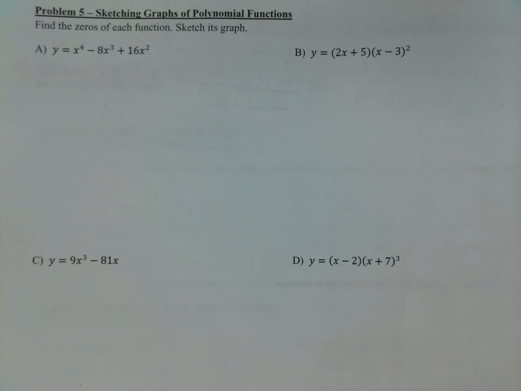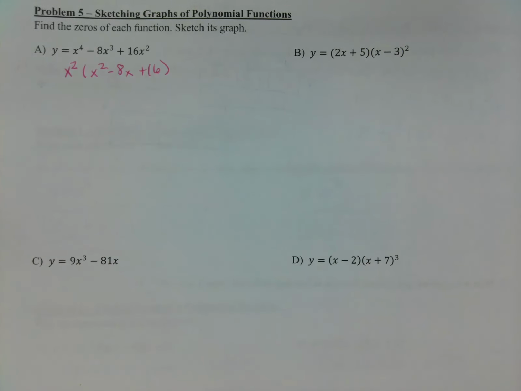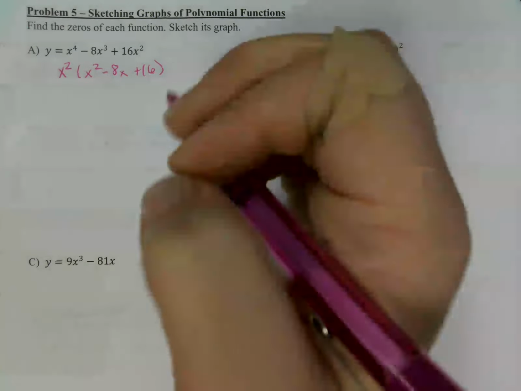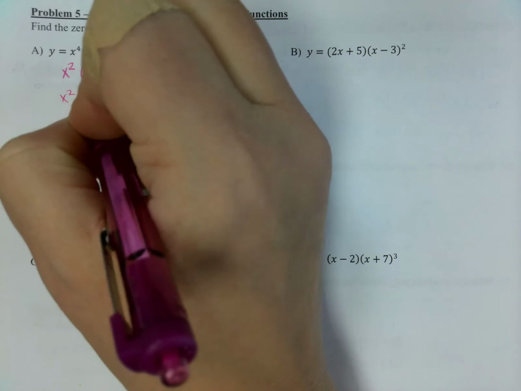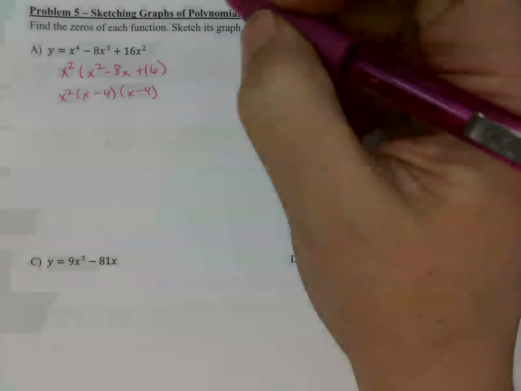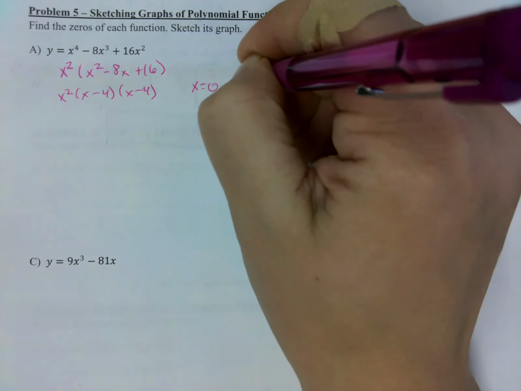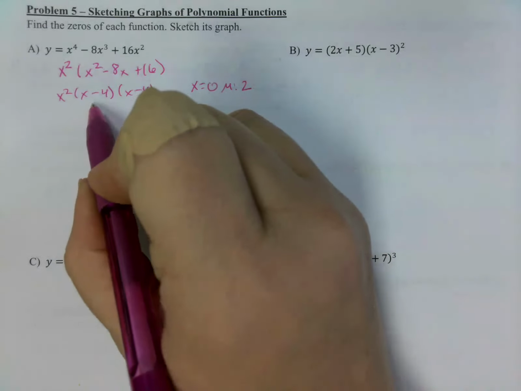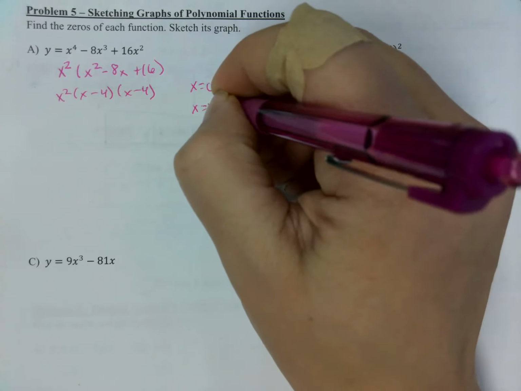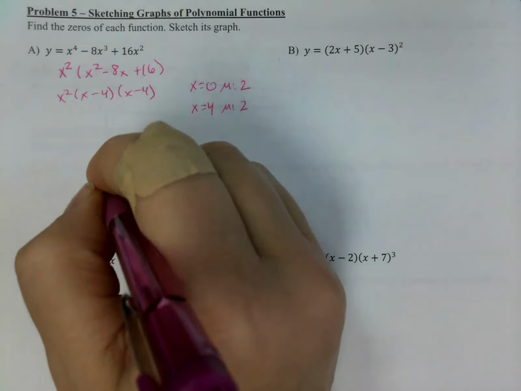So if I'm going to sketch a graph, the first thing I have to do is factor this and find the zeros. So I can take out an x squared out of all of those, and then I can look, okay, what multiplies to get 16 and adds together to get -8 would be x minus 4, x minus 4. One thing I see here is that my zeros would be at x is equal to 0. That has a multiplicity of 2. Here, if I set this equal to 0 and solve this, this would be x equals 4, and that has a multiplicity of 2.